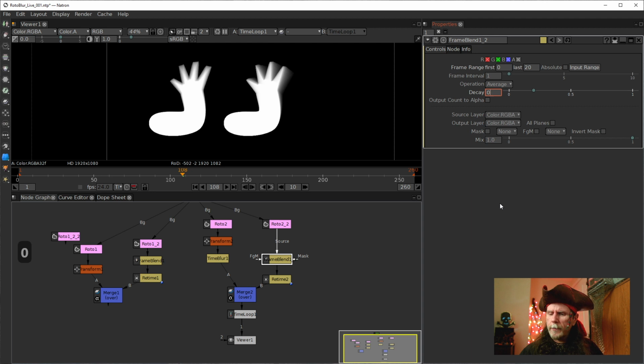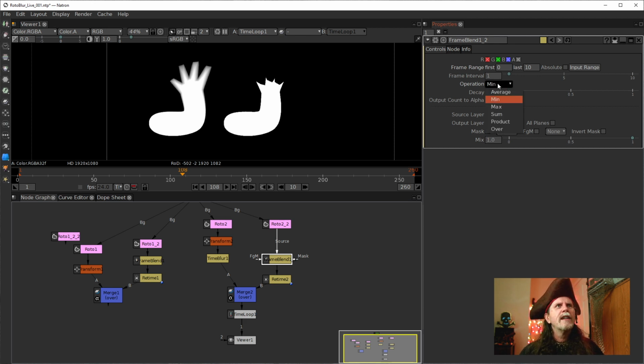I don't remember if I mentioned these, but let's go back to this and set it back to 10 so we can see it side by side. We can set this to maximum, or excuse me, minimum. By changing the operation, we can change what it does and potentially get a more interesting kind of motion blur.